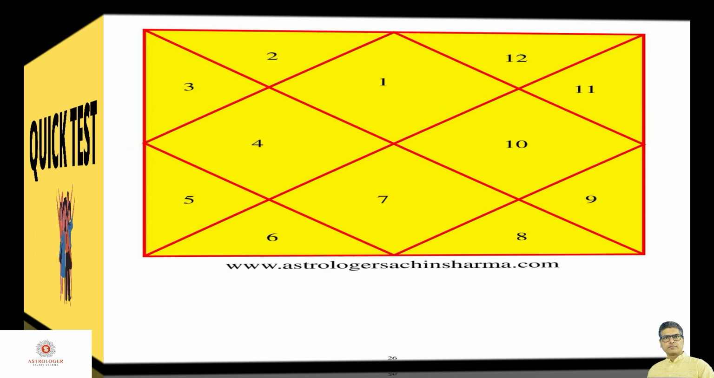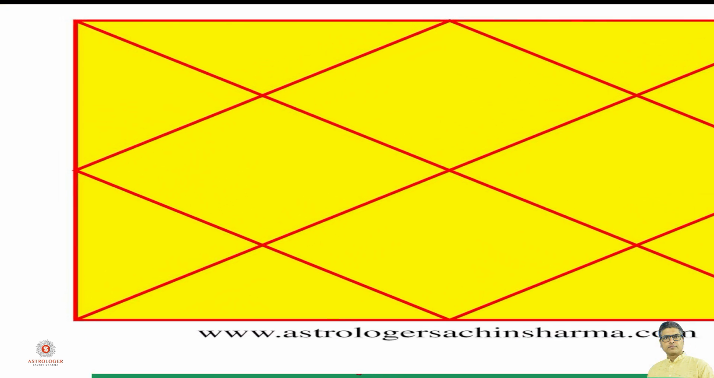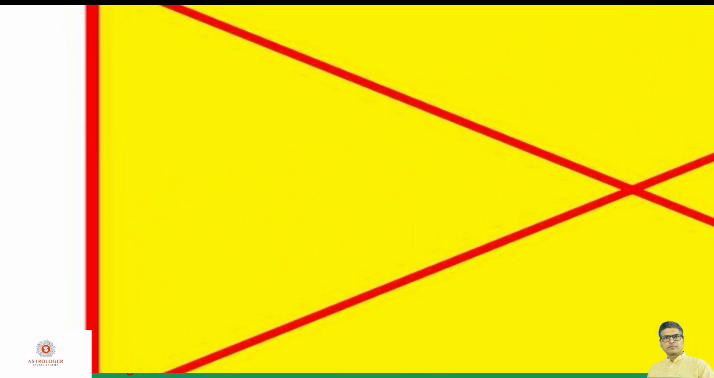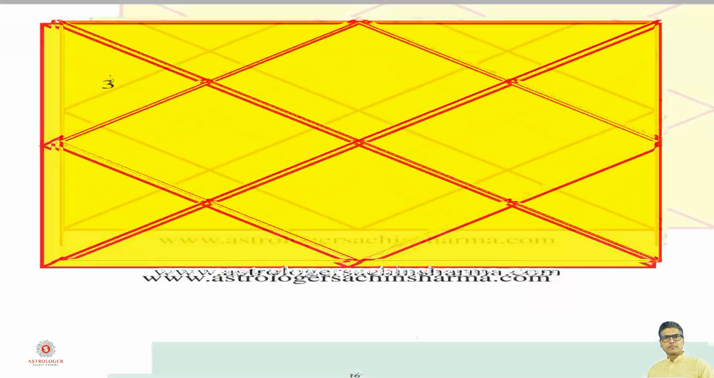So let's take a quick test here. What is the position of this house in this birth chart? You have to answer this question. So what is the position of this house in this birth chart? The position of this house is third. So this is our third house in the birth chart.